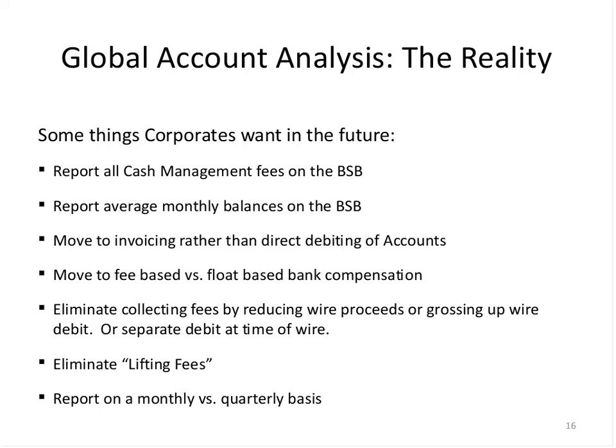Anytime you move to a fee-based environment, you're seeing a little better transparency in your fees, so corporates will want that going forward. And then the next two are really two important items. Collecting fees by reducing wire proceeds or grossing up wires for debit or separate debit at time of wire, along with lifting fees, are primarily two of the biggest areas that we hear about, probably more so around the lifting fees and wires. As currencies get converted, each bank along the way seems to take a chunk out of it, and by the time they reach the beneficiary, the amount could be significantly different or minorly different in some cases. But it causes a lot of heartache with a lot of corporates, because if they're trying to send a payment for an amount and it ends up being something different, they have to work it out on an exception basis.